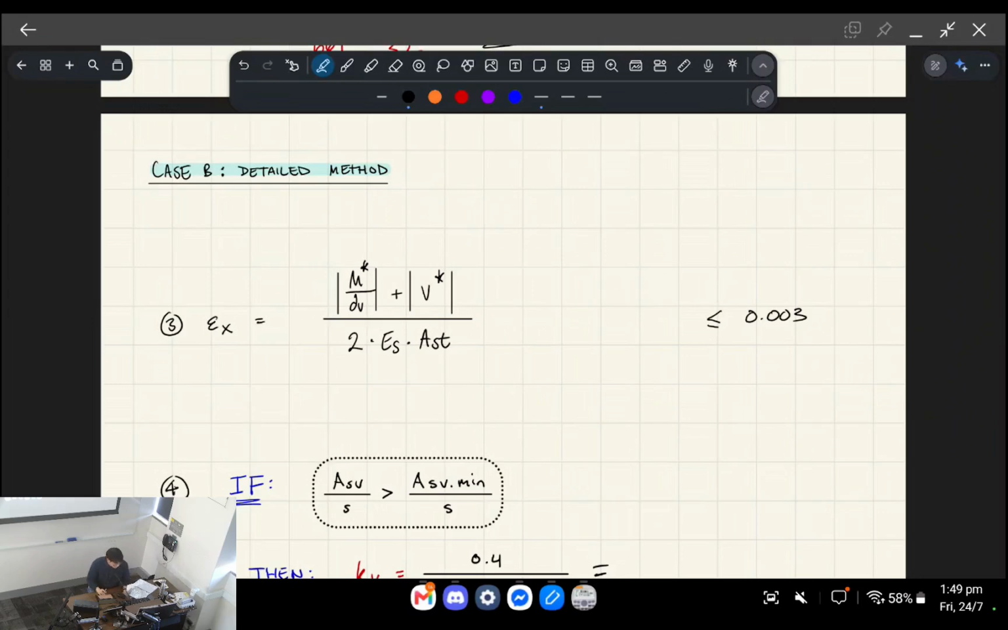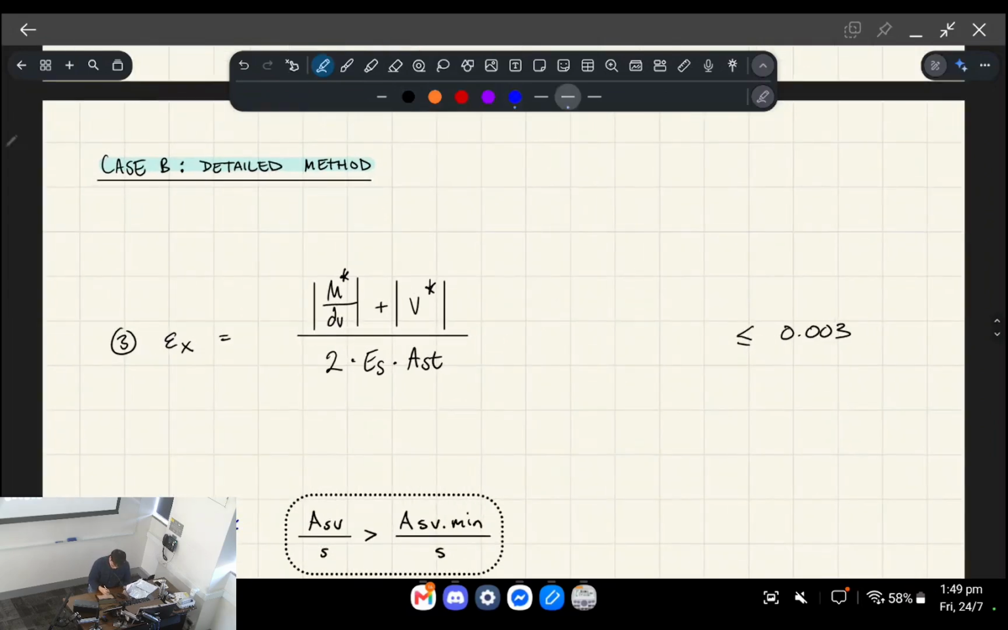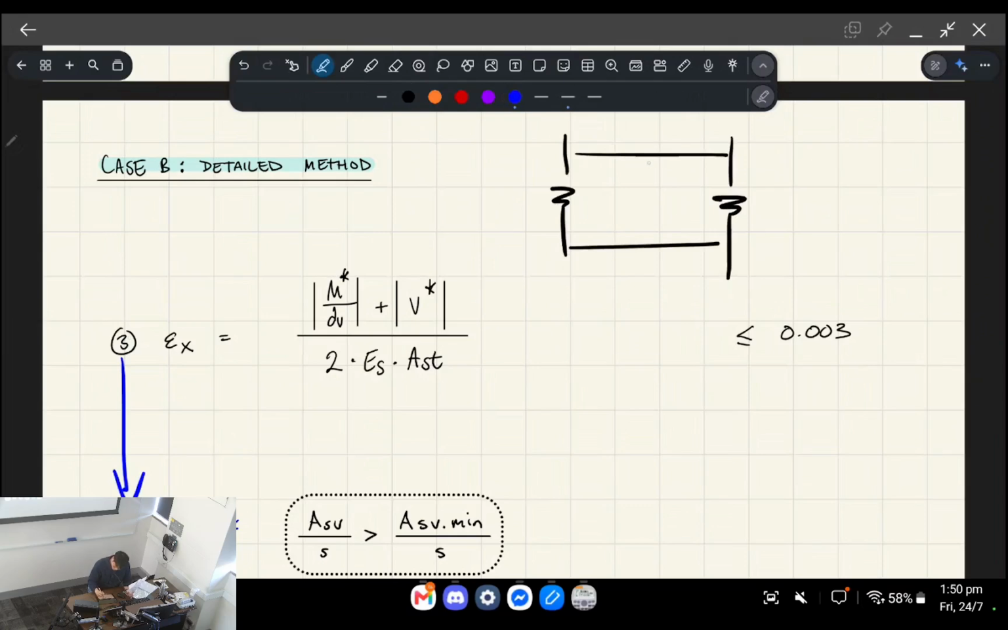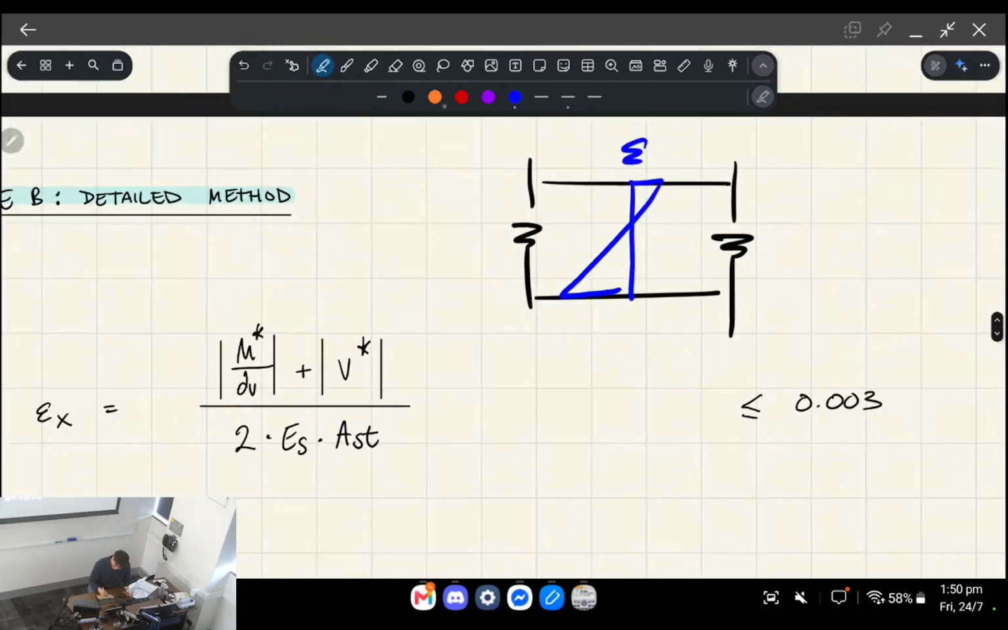Okay, so as I mentioned before, in order to find kV, we need to find epsilon x first. So what's epsilon x? If I scroll down on my notes, if you think of a beam in bending and I was to map the strain, we know that the neutral axis for stage 3 bending is going to be above the middle somewhere. So that's the neutral axis.